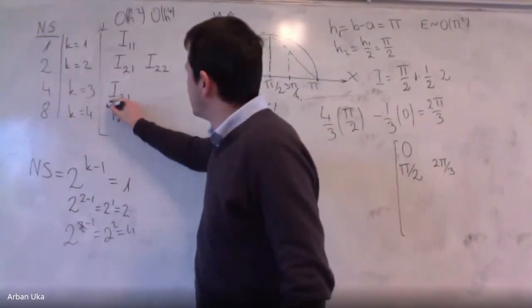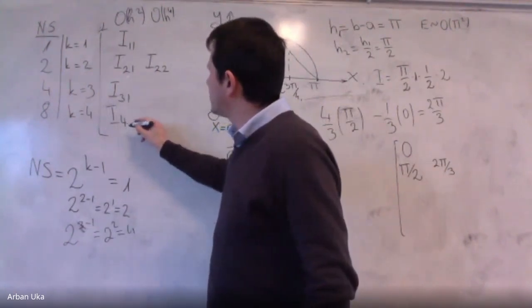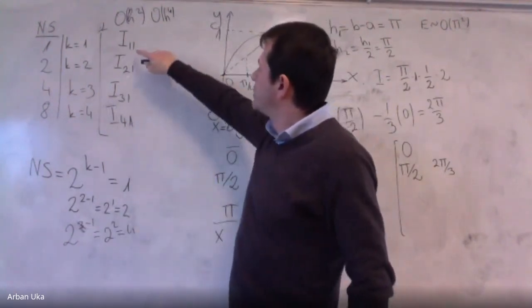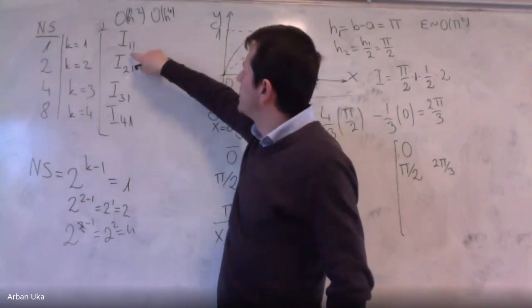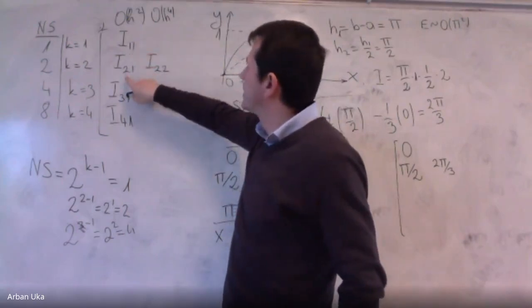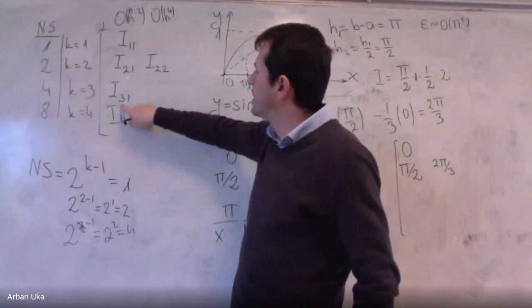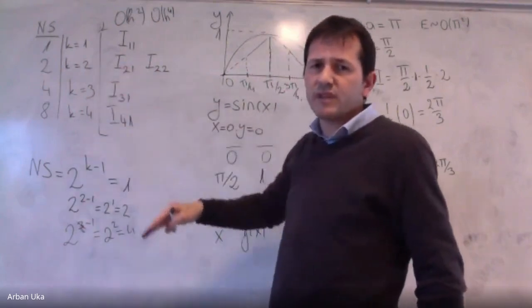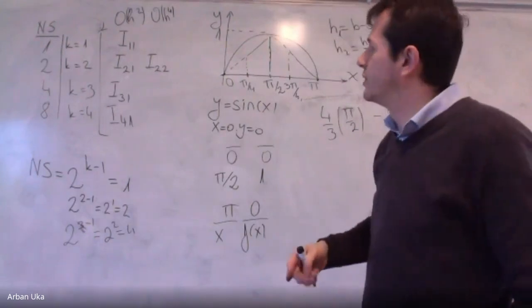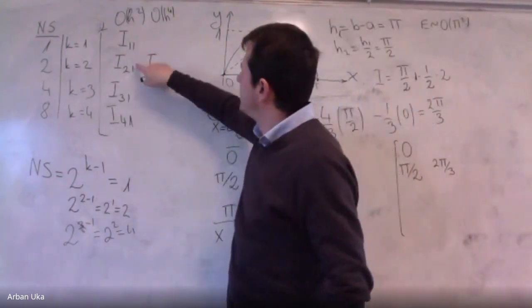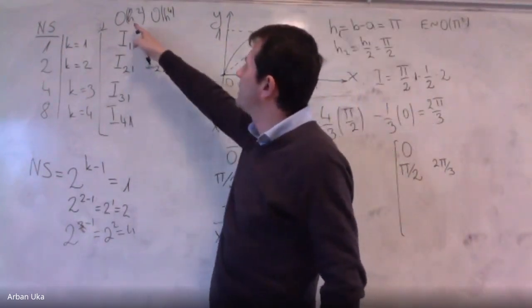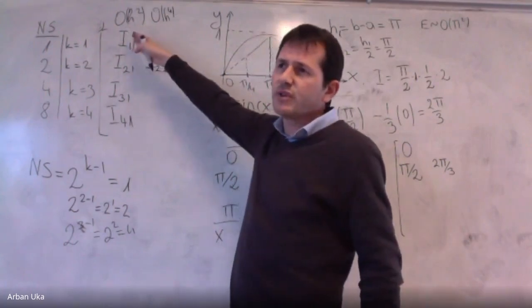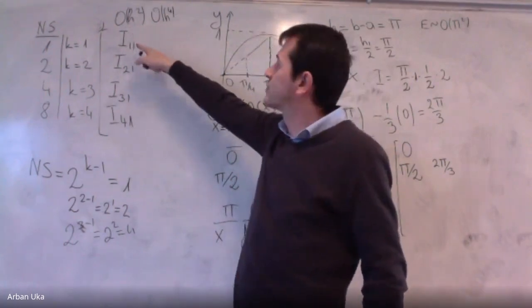So here, we can get I41. So this is the integral using k1, this is integral using k2, integral using k3, and integral using k4. And we see the number of intervals is multiplied by 2 each time. Good. What does this one mean? This one means that we are at the first possible error level, O(h²).